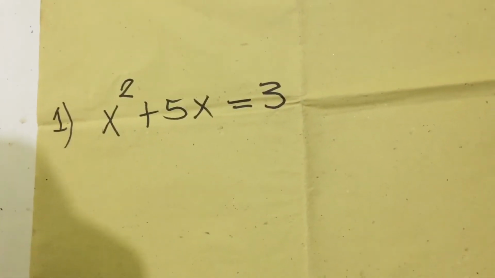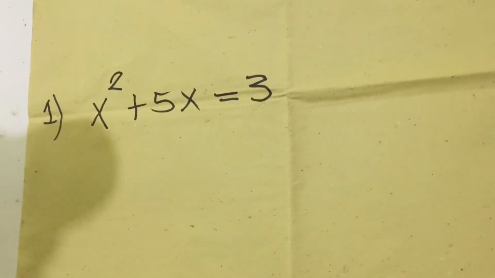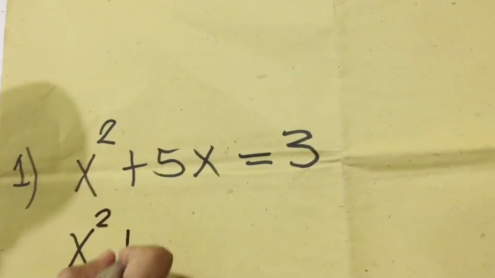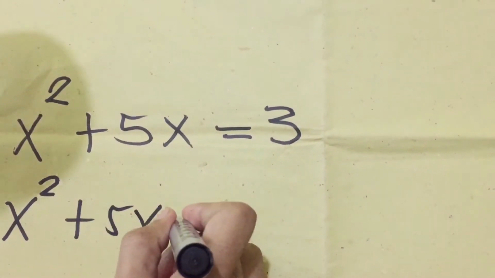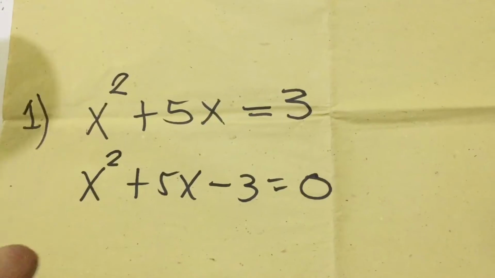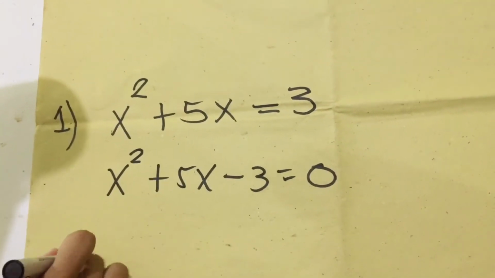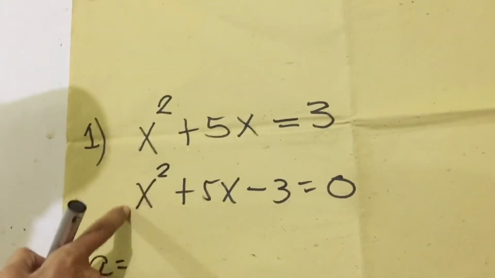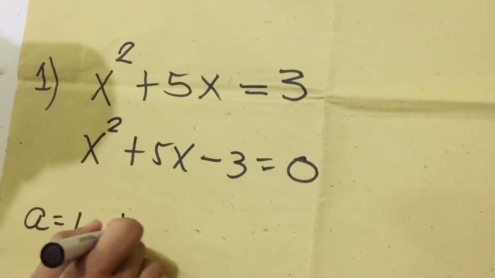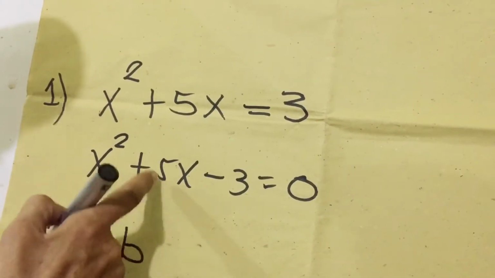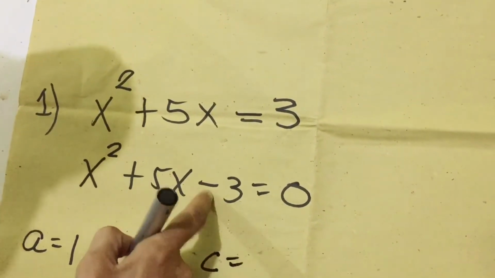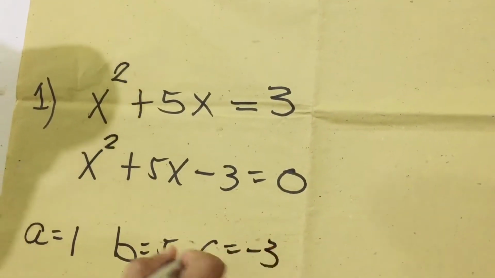Now, in this given equation, we're going to bring this equation equals to 0: x squared plus 5x minus 3 equals 0. The purpose of that is because we're going to identify the a, b, c. The a, the numerical coefficient of this variable, is 1, followed by the b, the numerical coefficient of this 5x, is equal to 5, and c, which is the constant, equals negative 3.